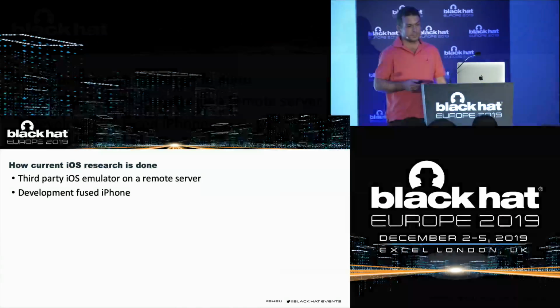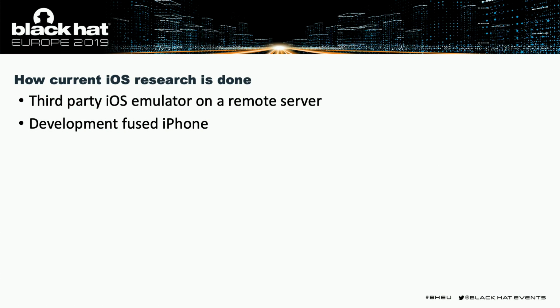Another method used by researchers is to use development-fused iPhones. Now, these are iPhone devices made by Apple with full debug capabilities used by their own OS developers so they could debug their code on real iPhone devices. Recently, Apple also announced that they're going to provide such devices to a select few non-Apple iOS researchers in order to assist uncovering iOS security vulnerabilities before they are used by offensive hackers.